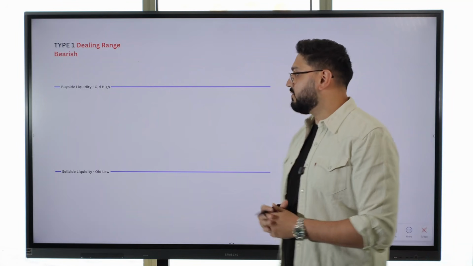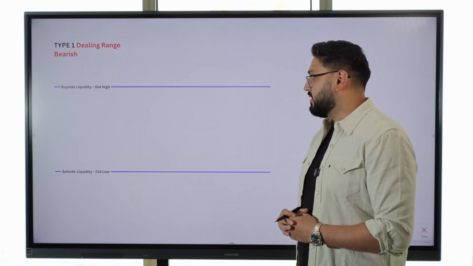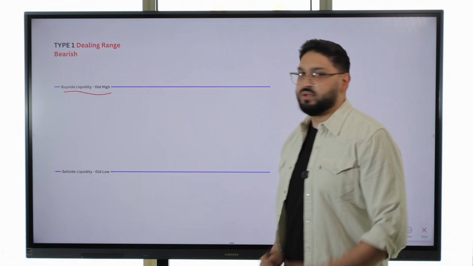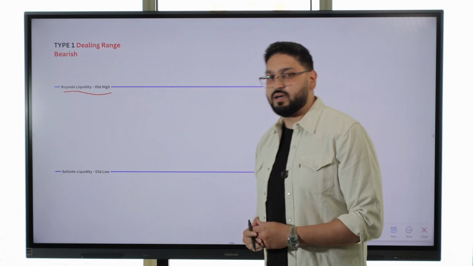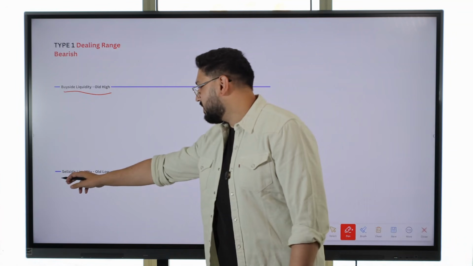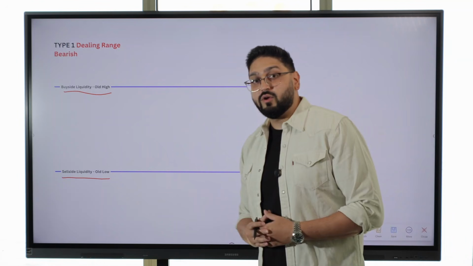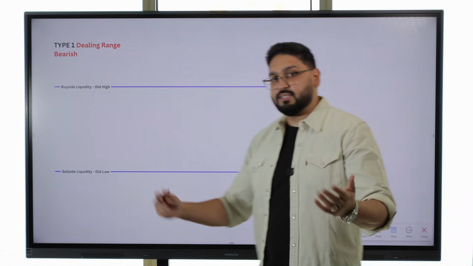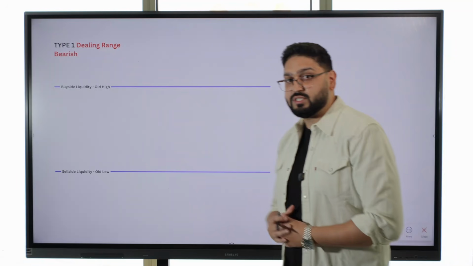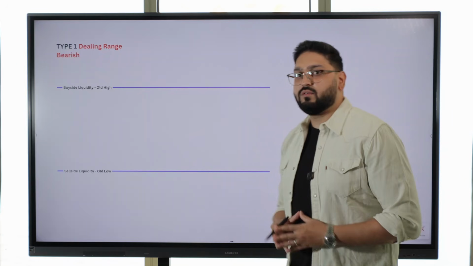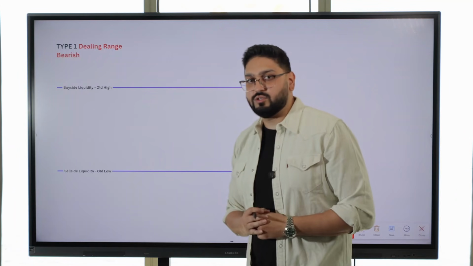So here we have two levels on our screen in front of you. This level is our buy-side liquidity pool above an old high, and down here we have our sell-side liquidity pool, which will rest below an old low. Now, in this example, we're going to discuss a bearish type 1 dealing range. And in order to establish a dealing range, we must see two conditions met.